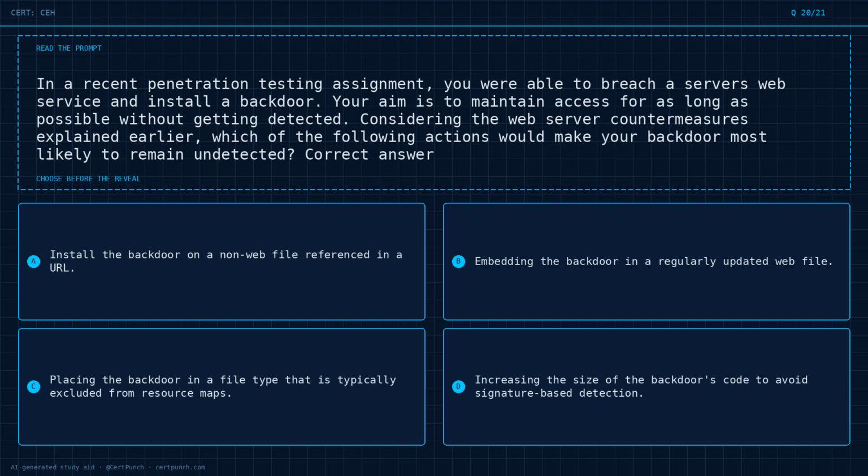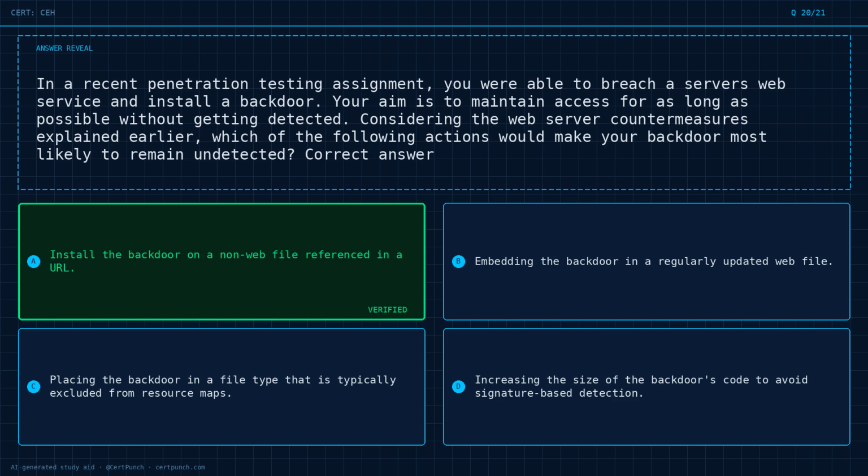Option A. Install the backdoor on a non-web file referenced in a URL. Option B. Embedding the backdoor in a regularly updated web file. Option C, placing the backdoor in a file type that is typically excluded from resource maps. Option D, increasing the size of the backdoor's code to avoid signature-based detection. Choose the best answer before the reveal. Commit to it now.